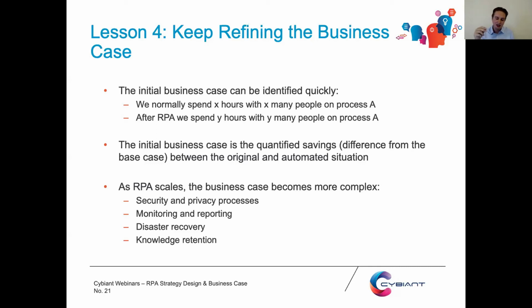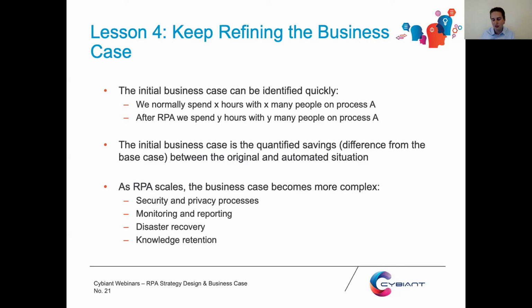So I always say the initial business case, making the first financial ROI, is the simplest, because that's just either 1 or 2 robots. It's one process. You can exactly calculate how much time you save. You can put a particular value towards that in terms of money.